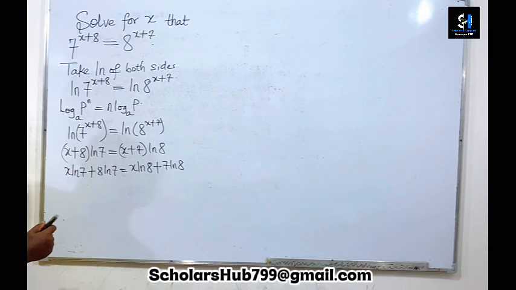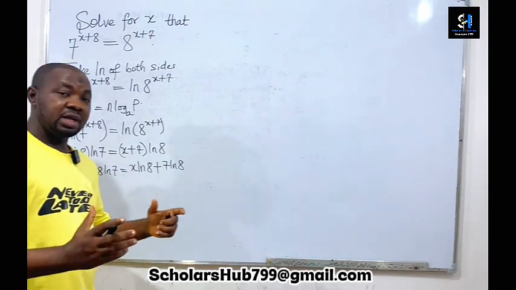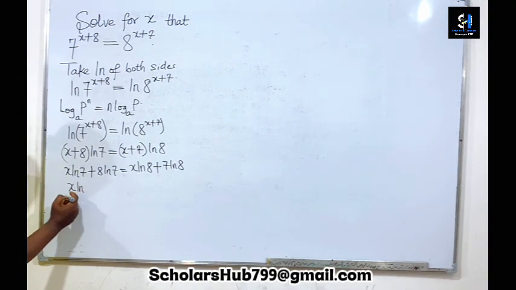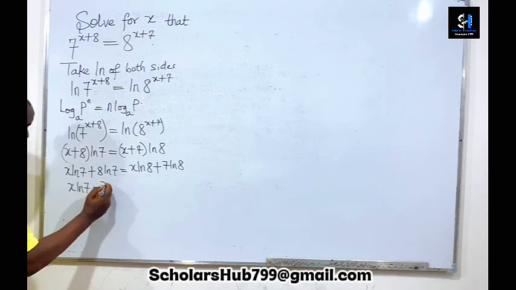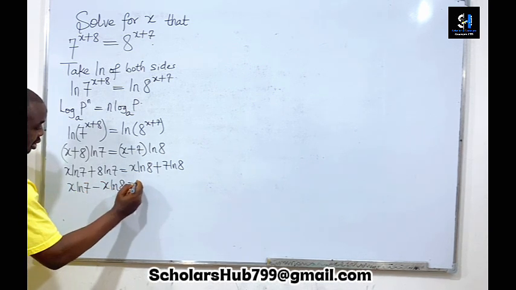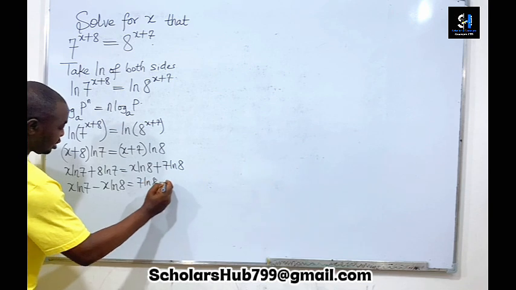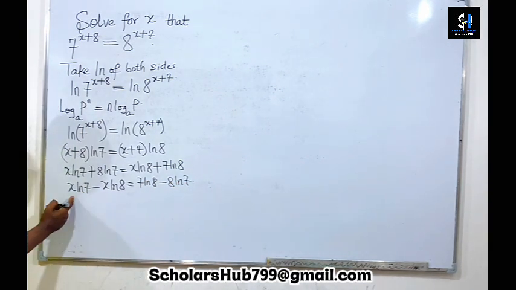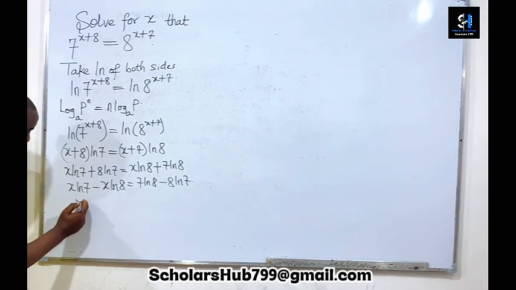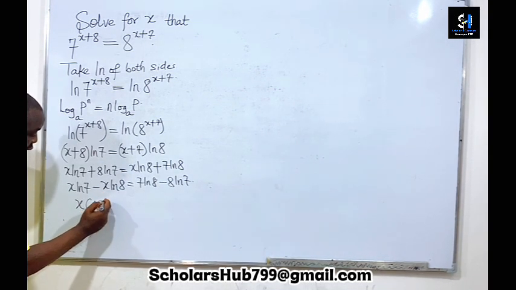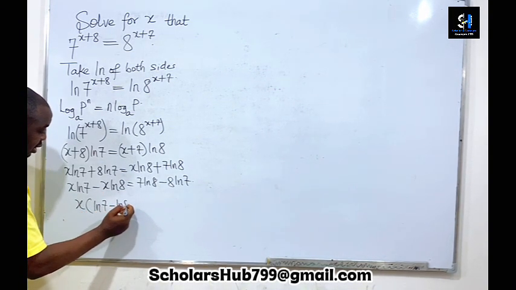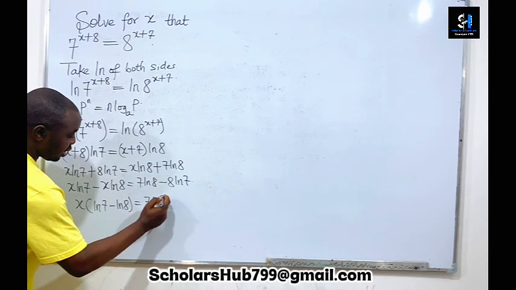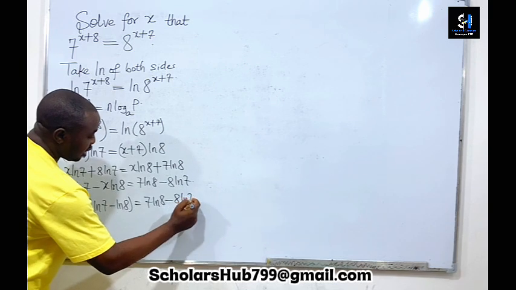Now I'm going to group the x terms, that is, combine like terms. So this will be x ln 7 minus x ln 8 equals 7 ln 8 minus 8 ln 7. Now x is a common factor, so this will be x times (ln 7 minus ln 8) equals 7 ln 8 minus 8 ln 7.